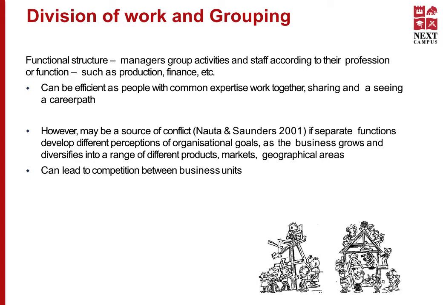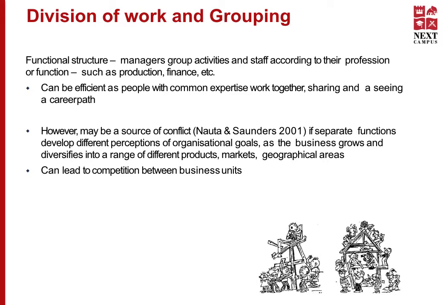Organizational structure involves division of work and grouping of people. There are two ways of grouping people, functionally and divisionally. First, let's look at functional structures. This is where managers group activities and staff according to their profession or function, such as production and finance. This can be efficient as people with common expertise work together, sharing and seeing a career path.